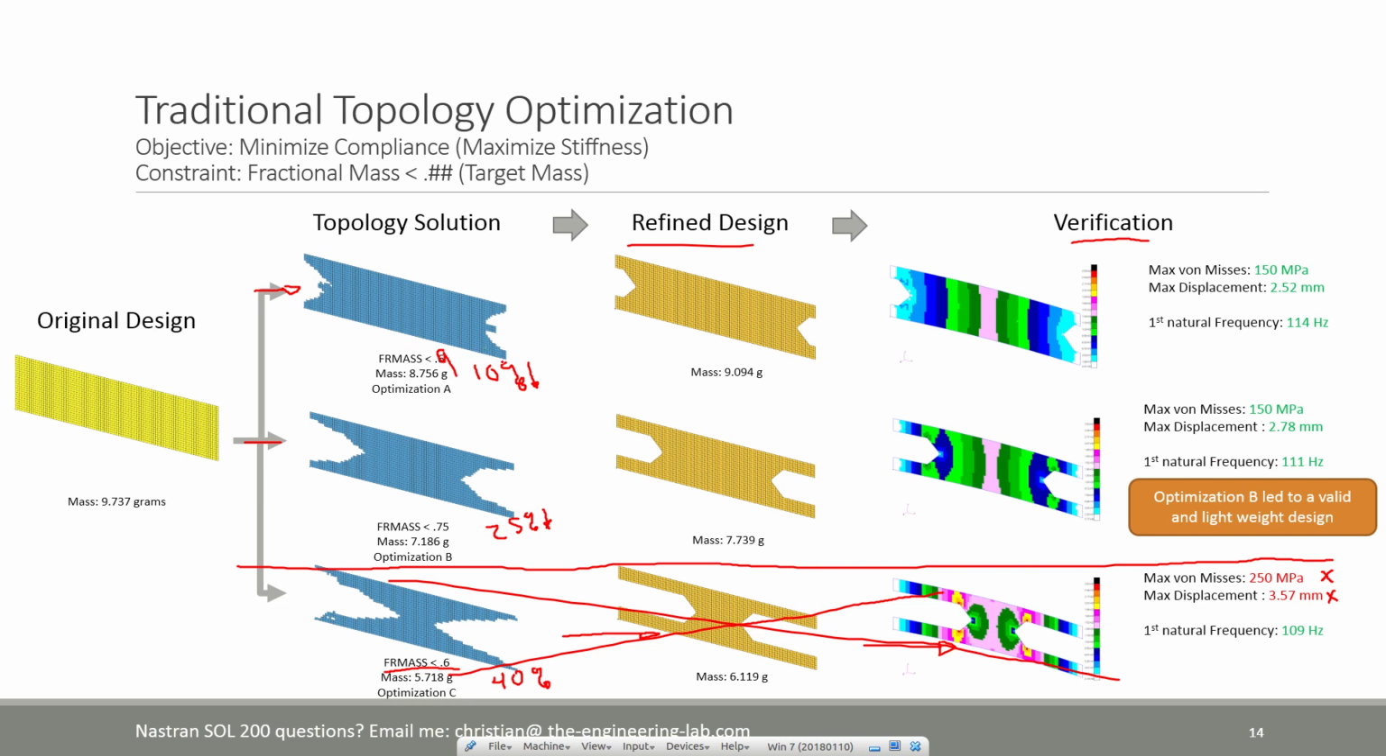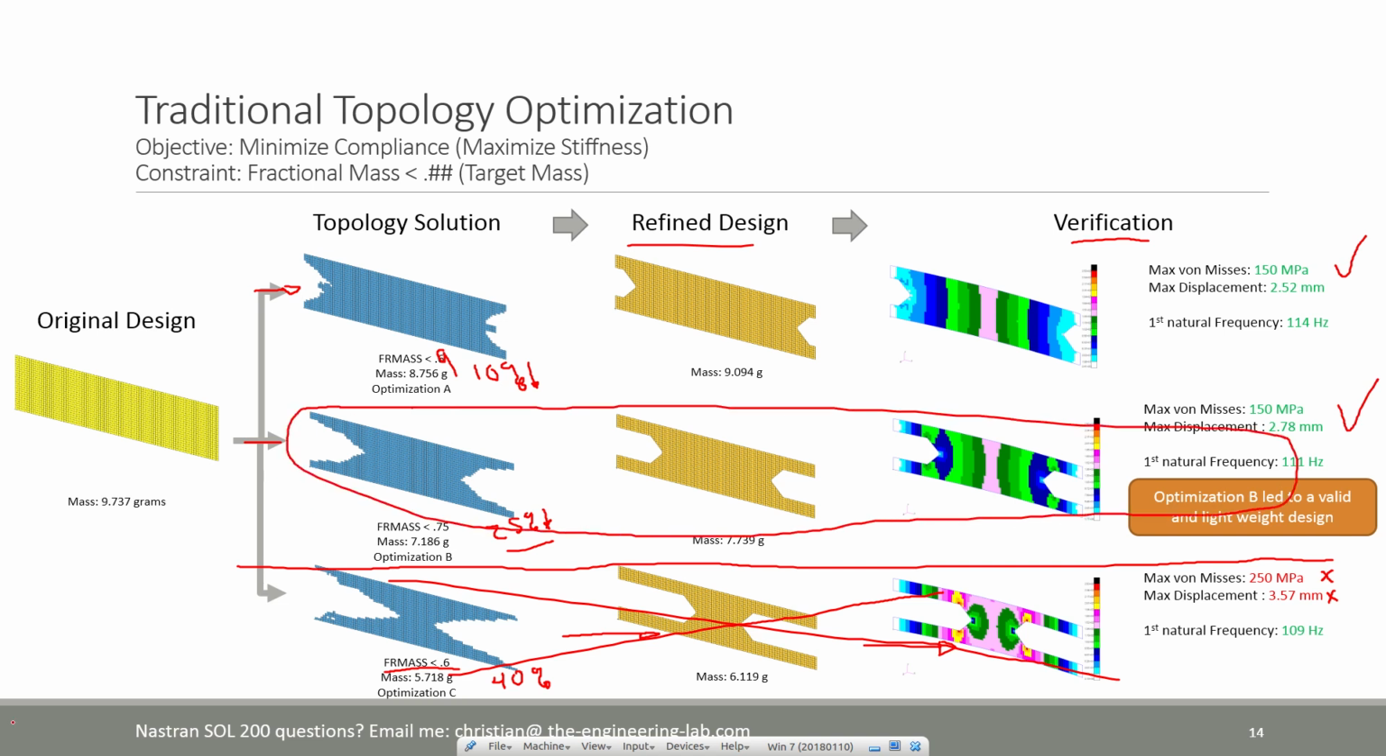So here, for example, this topology solution reduces the mass by 10%. This next solution reduces the mass by 25%. Since this solution and this solution meet my constraints, I'll go ahead and pick the least weight design, and by the end of this is my solution that you see here.